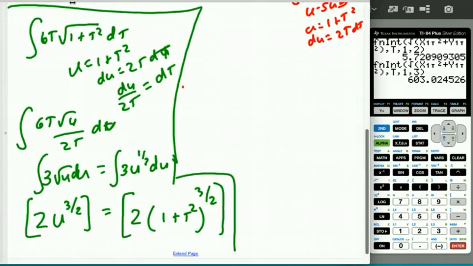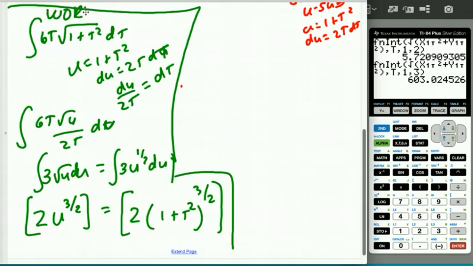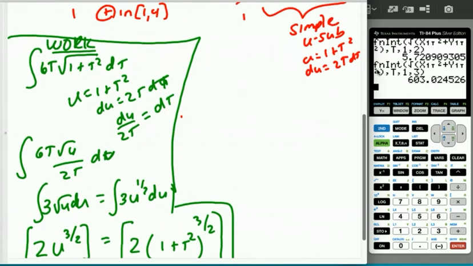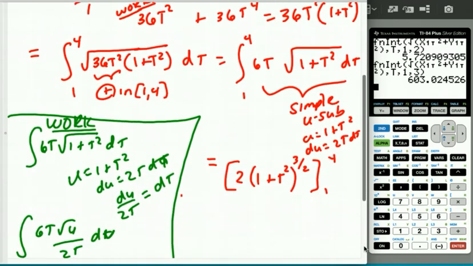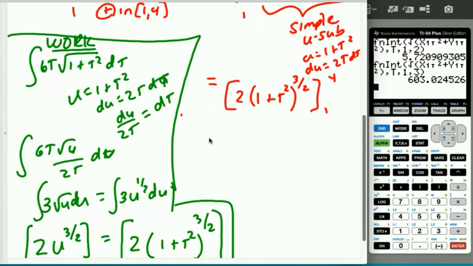So now let's go back up. This is all my work only without bounds. So now let's go back up and deal with the bounds in red. So this is going to be 2 times 1 plus t squared to the 3/2 evaluated from 1 to 4. So we're going to end up getting that this is 2 times, when I plug in 4, 17 to the 3/2. And I know that's not awesome, but that is what it is. It's the best we've got. It's not fun, but it is what it is. Minus 2, and when I plug in 1, I get 2 to the 3/2.